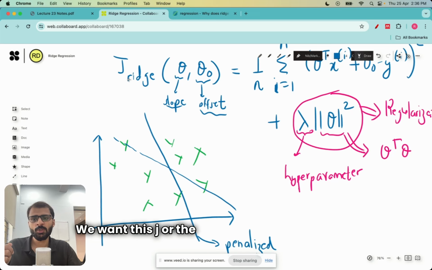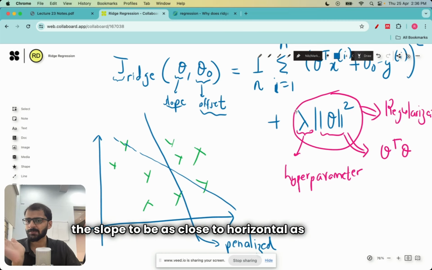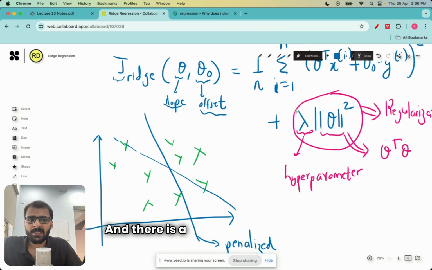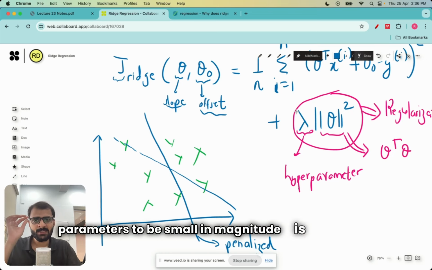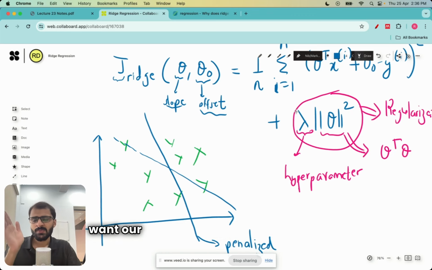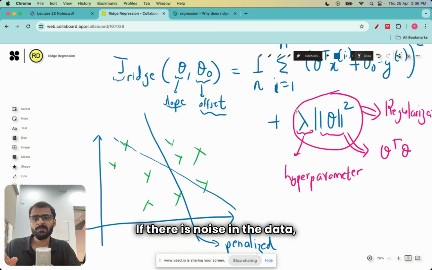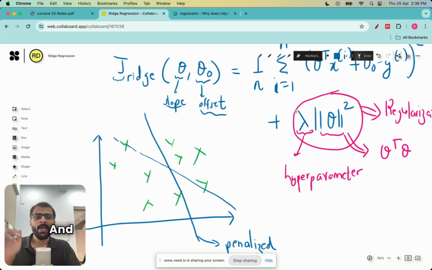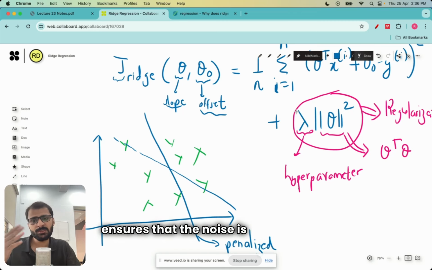We want this J, the objective function, to be as low as possible, which implies that we want theta, or the slope, to be as close to horizontal as possible. And there is a reason why we do that. We saw that reason in the classification case also. The reason why we want the slope or the parameters to be small in magnitude is that we don't want our final answer to capture the noise. If there is noise in the data, we don't want to capture that. And having smaller parameters or a smaller slope ensures that the noise is not captured.